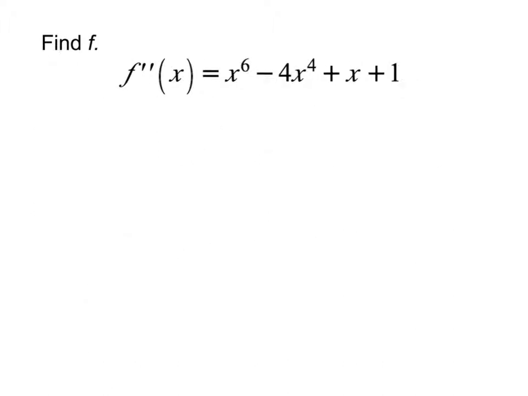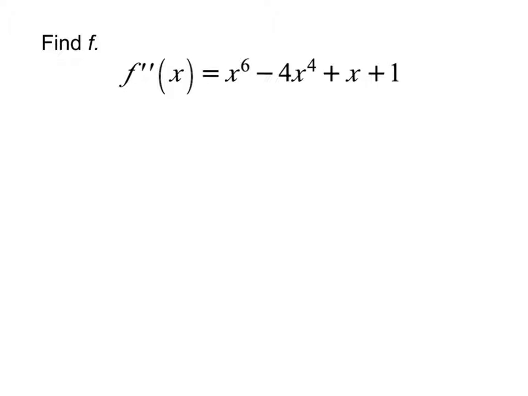All right, and so we're going to tackle this problem next. And notice that we're looking to figure out what f is if we're given f double prime. That means we need to find the second antiderivative. It might end up being a little bit ugly, it might have a bunch of fractions in it, but that's okay, we can still do it just using all the methods we have before.